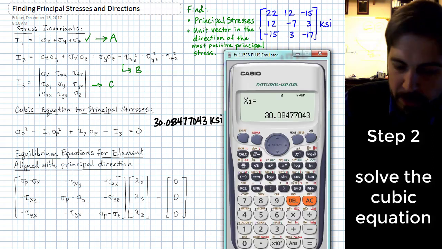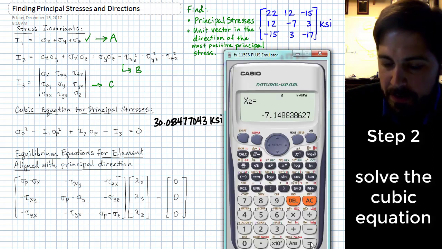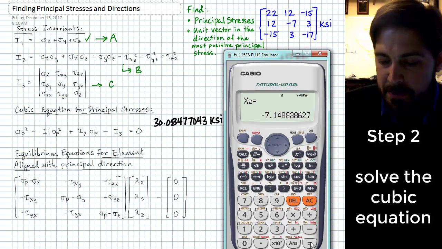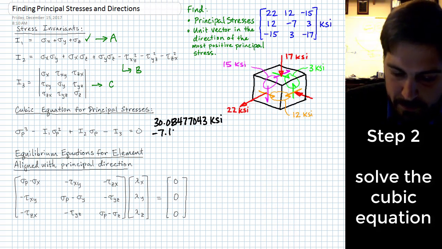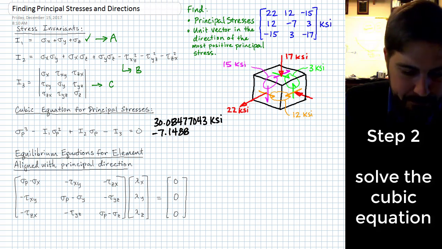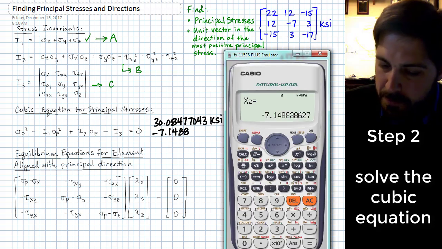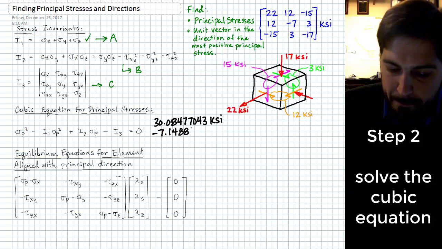Okay, well, we may as well write these other ones down too while we're here. We'll have a negative 7.1488386 27. That will also be in KSI.